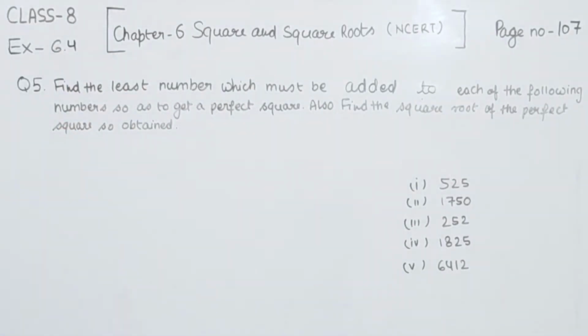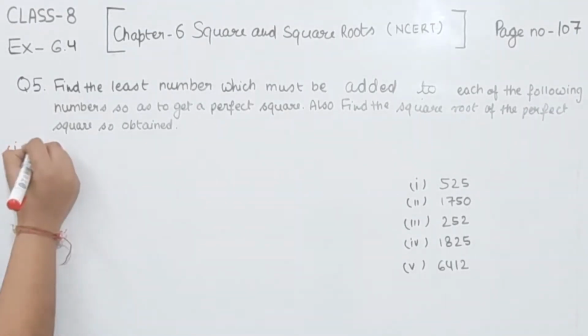Number 107, question number 5. Find the least number which must be added to each of the following numbers so as to get a perfect square. Also find the square root of the perfect square so obtained. So we are having 5 parts in the question.